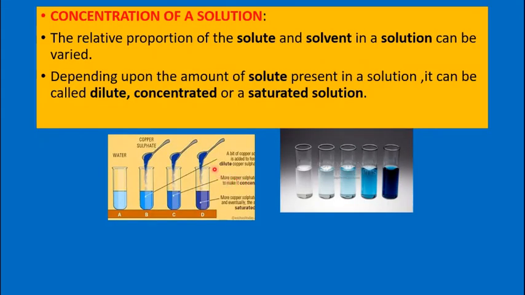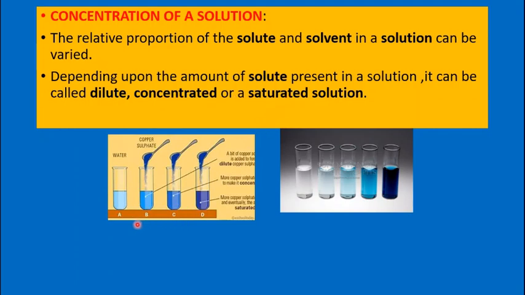Now, what do you mean by the concentration of a solution? The relative proportion of the solute and the solvent in a solution can be varied. Like when you put salt into water, which is the solvent, the proportion of salt in the water can be varied. It can be a little amount or more amount. Depending upon the amount of solute present in the solution, a solution can be called a dilute, concentrated, or saturated solution.